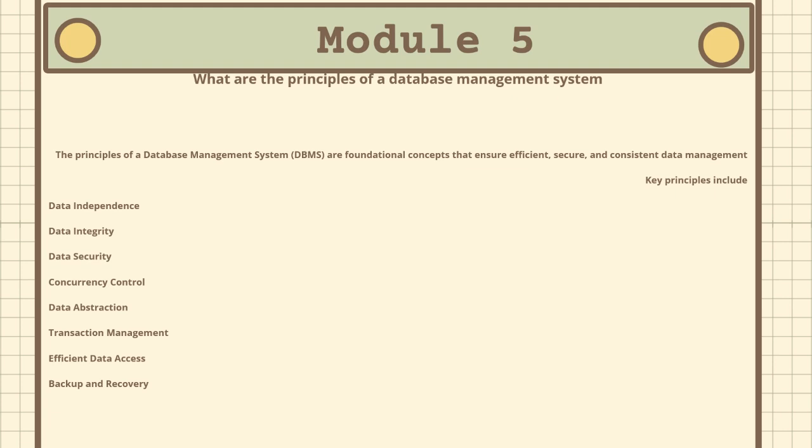Sixth is transaction management. Makes sure transactions are done fully and correctly. If one step fails, everything rolls back to keep the data consistent and safe. Seventh, efficient data access speeds up how we search or update data. It uses smart ways like indexing to find results faster and improve performance. The last one is backup and recovery. Helps restore data if something goes wrong. If there's a crash or loss, the system can bring back the last saved version of the data.